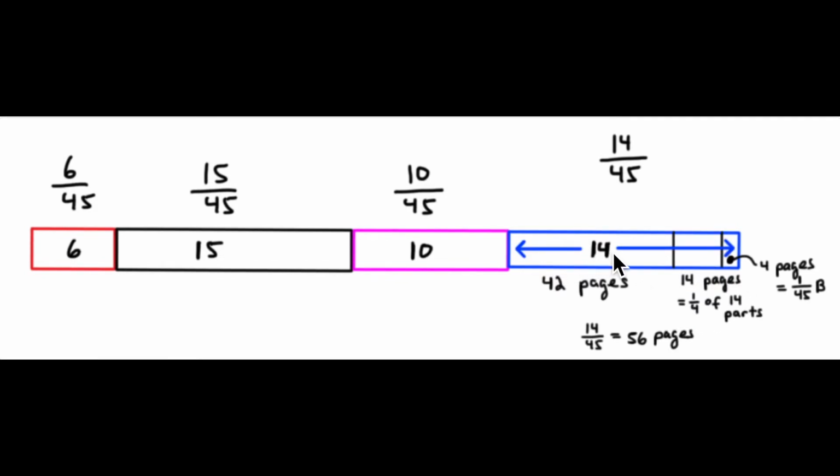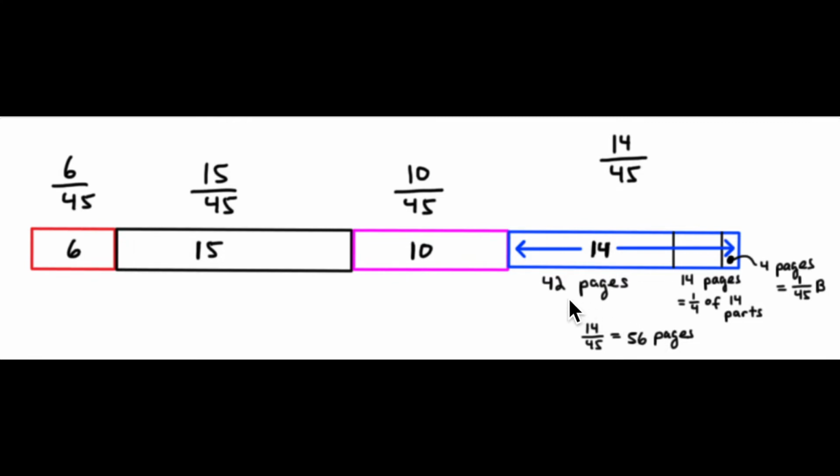And so this 14/45, a confusion in this problem is that there are two 14s. This is 14/45. This is the last part that needs to be read on Thursday and Friday. And 1/4 of these 14/45 is 14 pages. So 14 pages and 14/45. Now if I know that this 1/4 is 14 pages, 4 times that 14 will equal 56 pages. 4 times 14 is 56.